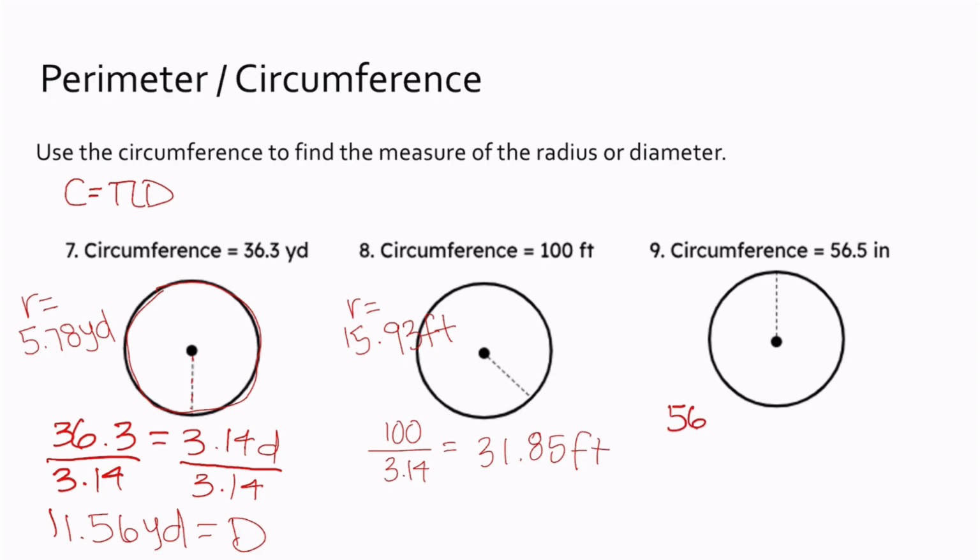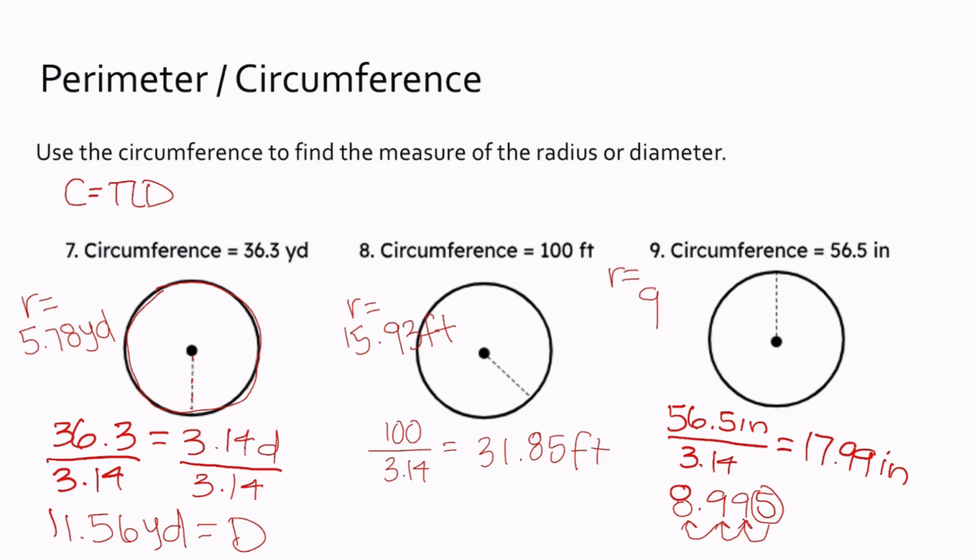All right, and this last one, I have 56.5 inches divided by 3.14. So I have 17.99 inches is my diameter, which means that my radius is going to be that diameter divided by 2. My answer is 8.995. Now, if I'm rounding to 2 decimal places, because this is a 5, it will push this 9 to become a 10, which in turn will push this 9 to become a 10, which in turn will push this to just be 9. So our radius is 9 inches if we're rounding.